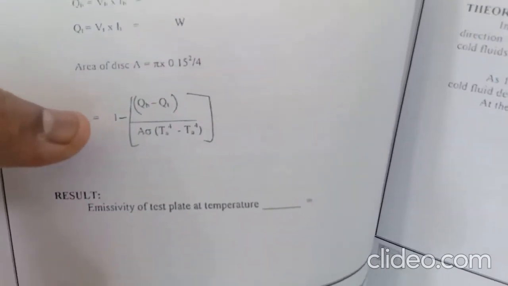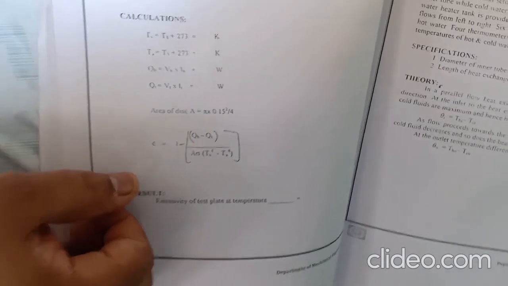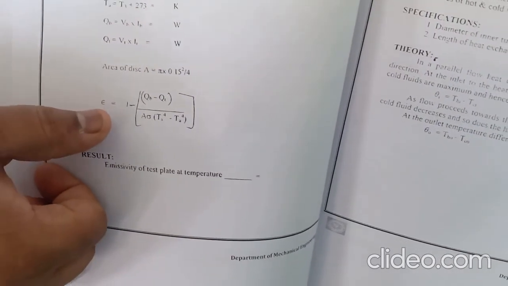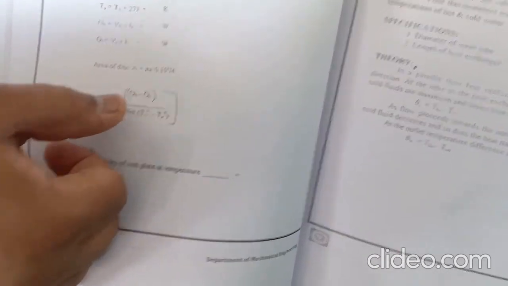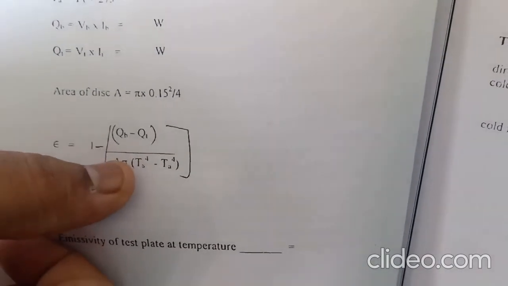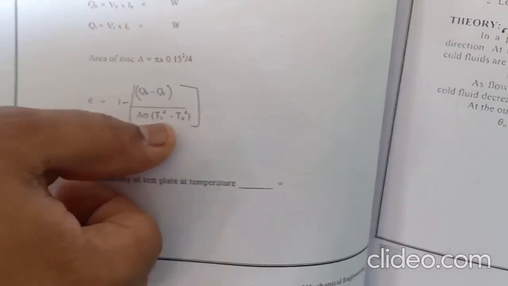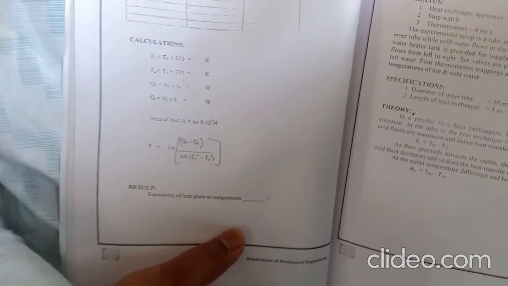Emissivity is equal to 1 minus... So to calculate the emissivity of the body, epsilon is equal to 1 minus (QB minus QS, that is the test surface) divided by A into sigma into (TB to the power of 4 minus TT to the power of 4). So these two temperature differences we have to consider. So this is how we are going to calculate the emissivity. You should understand that this emissivity should always be less than 1. This is the way of conducting the experiment.